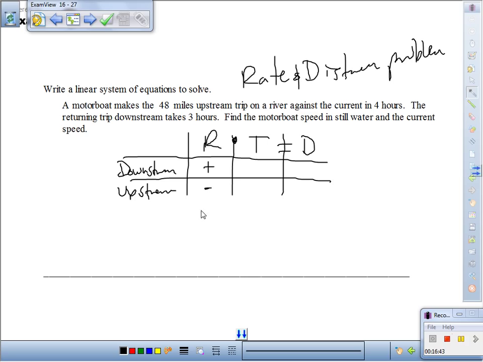So let's figure out what variables we're going to use. For the motorboat, you want to use B or M or what? B, okay, B. And for the current, we're going to use C. Does everybody see? B plus C, B minus C. All right, so downstream, let's see. Downstream is how many hours? 3, and the total distance is 48 miles. Upstream is 4 hours and the same distance. All right, I'm going to zoom in.